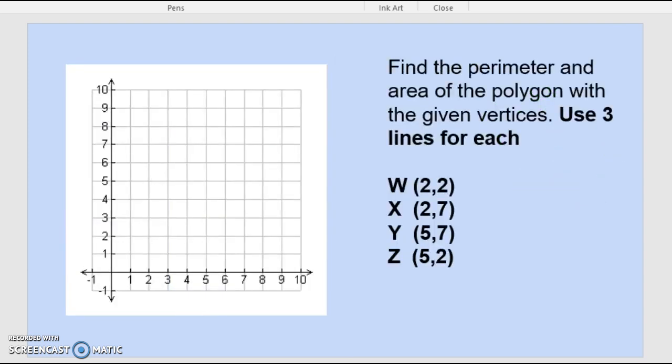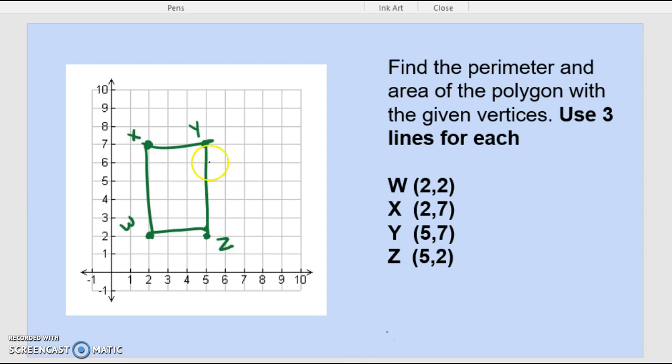All right, for this next one, it says find the perimeter and area of the polygon, and it tells me where I'm going. So W is at 2, 2. X is at 2, 7. So W, X. Y is at 5, 7. And then Z is 5, 2. Connect my dots. And then I need to find the perimeter and the area.